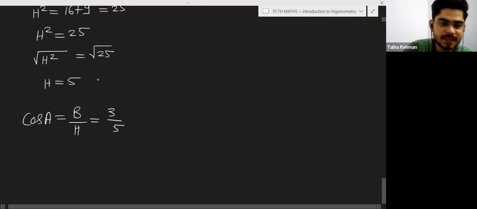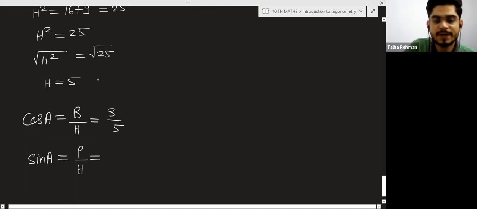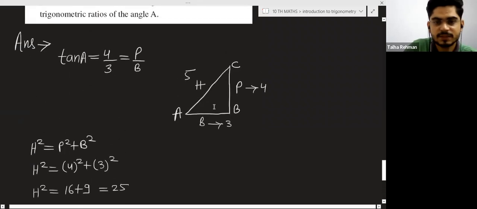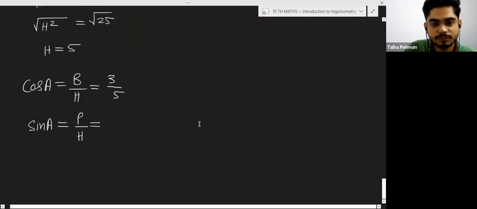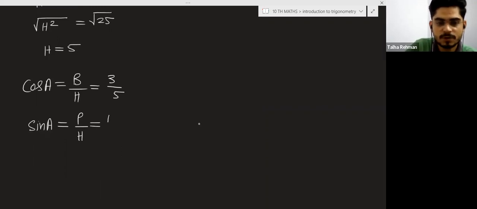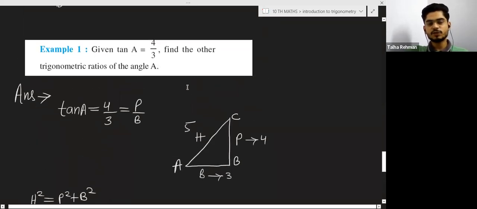If you want to find sine A, so sine of any angle is given by perpendicular divided by hypotenuse. Perpendicular is this 4 and hypotenuse is 5. So this is the required answer. You can also find other trigonometric ratios.